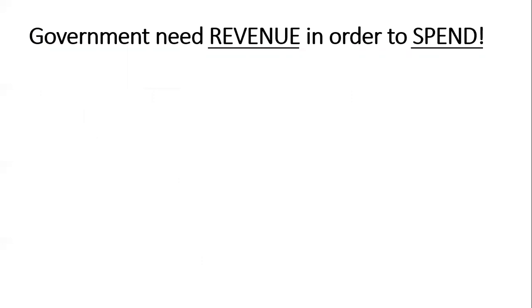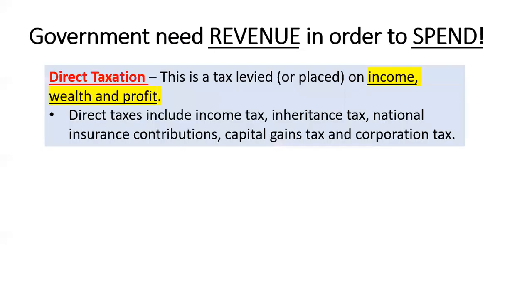So governments need revenue in order to spend. You cannot spend money if you haven't got it. So revenue is income. It's money coming into the economy. Okay, the main source of income is taxation, and there are two types of taxation. The first one is direct taxation. So this is a tax levied. Levied means placed on. So it's a tax that's levied on income, wealth, and profits.